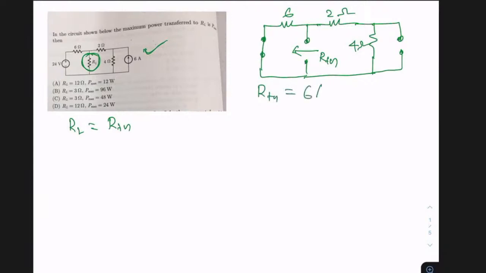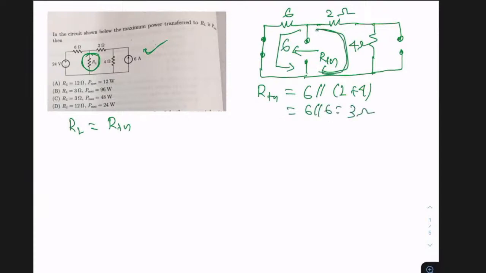That is 6 parallel with 2 plus 4. Because if you think you have a source here, there are two paths. One is this path, another one is this path. This path resistance is 6. This path resistance is 2 plus 4. So it is 6 parallel with 6. This is basically 3 ohms.